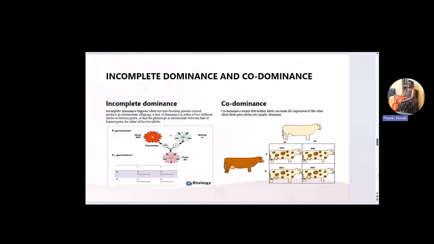Right? Fine. Now we are talking about incomplete dominance and codominance. What is incomplete dominance? This is a dominance or a characteristic that happens when two true breeding parents are crossed and they produce an intermediate offspring, meaning there is a lack of dominance in either of the two different alleles. Okay, here is an example.